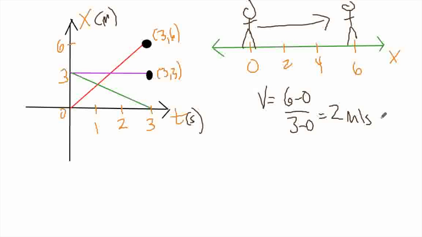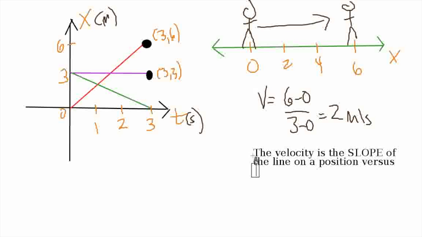All right. Notice that the velocity is the slope of the red line. Okay, that's an important observation. That's a handy thing to know. In fact, I'm going to type it. It's so important. The velocity is the slope of the position versus time graph. Okay, so make sure you got that.